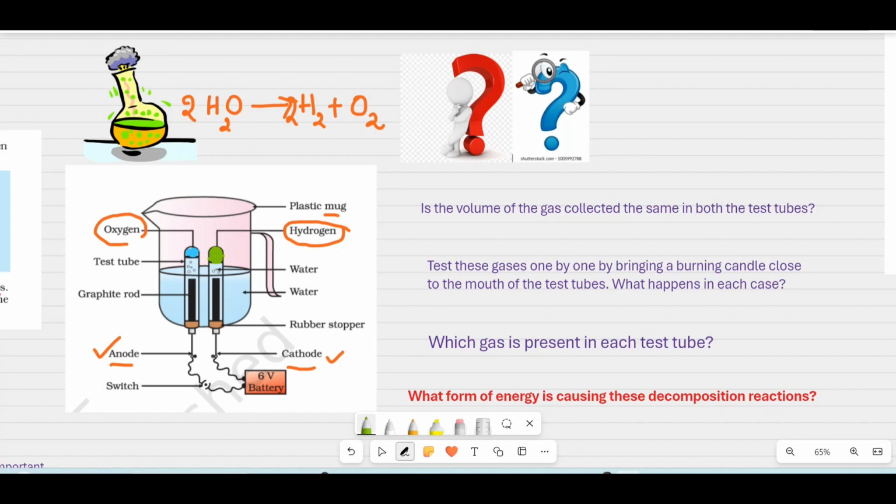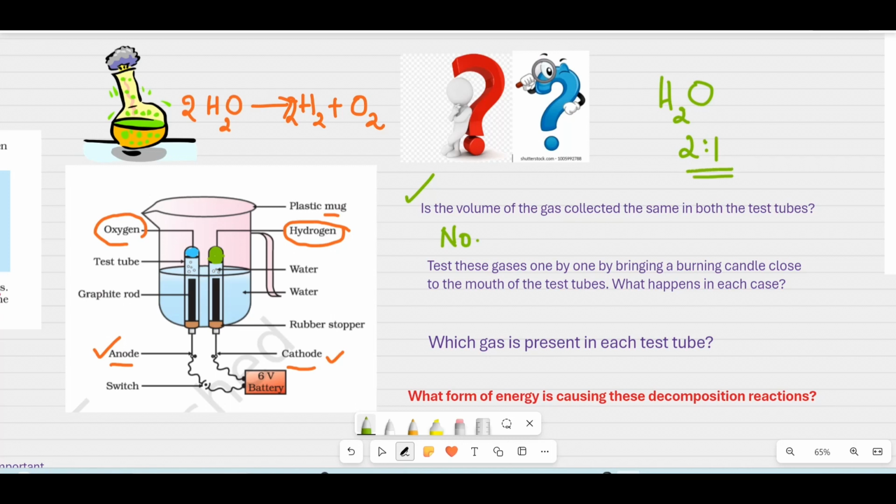Okay, we have some questions and answers regarding this experiment. The first question is: is the volume of the gas collected the same in both the test tubes? No, the volumes are not the same. Why? What is the reason? Because in the formula H2O, hydrogen and oxygen are combined in the ratio 2:1. That is, 2 volumes of hydrogen with 1 volume of oxygen.